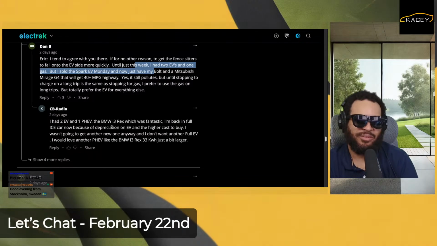I have 2 EVs, 1 PHEV, which is fantastic. I'm back in a full ICE now because of depreciation on EVs and the higher cost to buy. I wasn't going to get another new one anyway. I just don't want another full EV. I'd love another PHEV like the i3 Rex, just a little bit larger. The depreciation is real. And these folks and their obsession with the gas tells me that they may not have home charging.